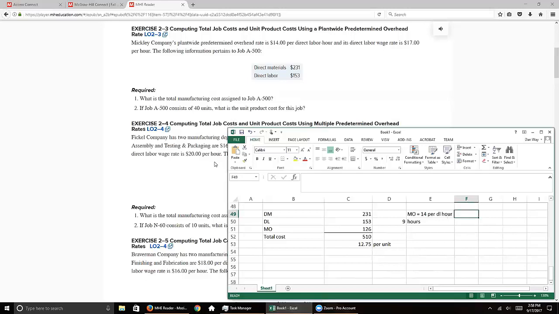Other things here from our job costing exercise. What is MO? What is MO an abbreviation of? Oh, manufacturing overhead. Okay. Yep.